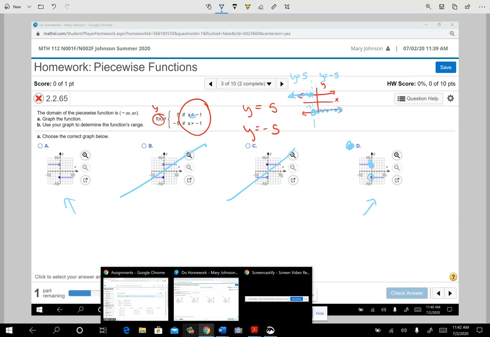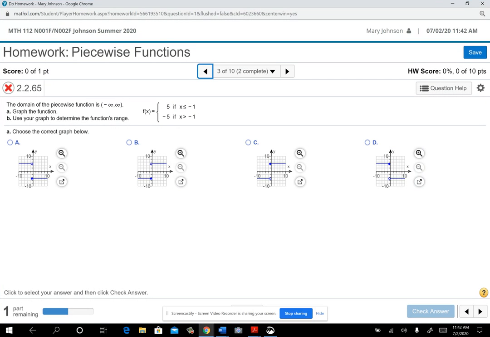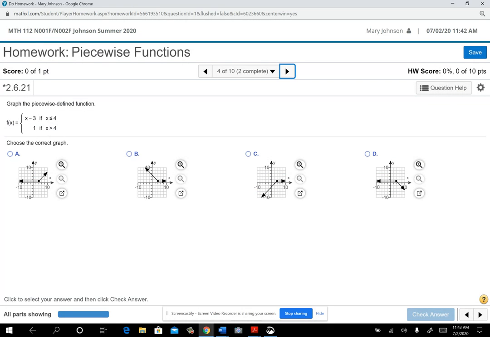Okay, so let's look at another one. You have a horizontal line, y equals 1, when x is bigger than 4, and you have just a regular line when x is less than or equal to 4. So you want to look for the horizontal line being when you're bigger than 4. So you kind of think it through.